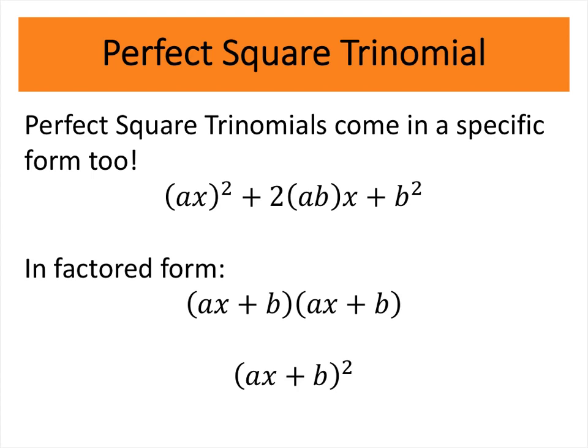So perfect square trinomials always come in this specific form, stuff squared plus 2 times a times b. And if we had more time, we'd explore this a little bit more, but this might be helpful for those of you that really want to tease apart how perfect squares look.